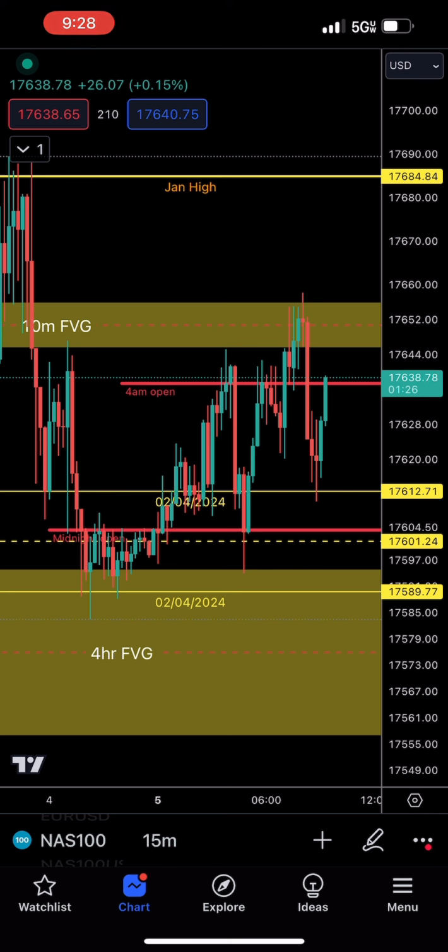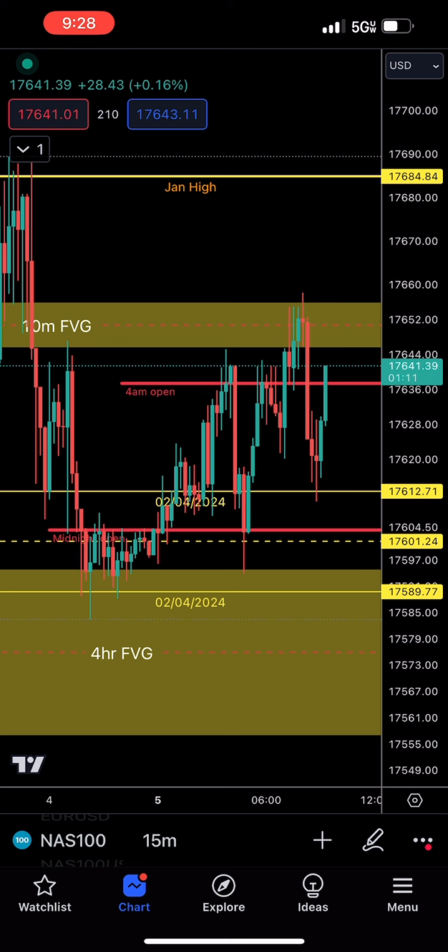Now, obviously, I'm going to wait. If that happens, right, say it goes into the 10-minute fair value gap and then it sells off into the 4-hour fair value gap, I'm not just going to buy as soon as it goes into that 4-hour fair value gap.